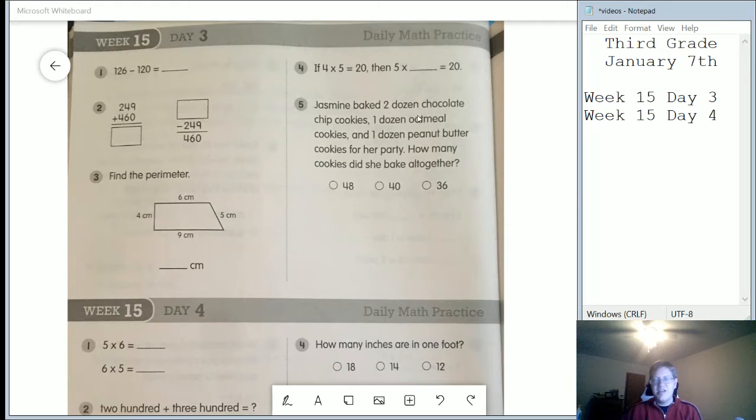For number 5, think about how many items there are in a dozen, and that will help you figure out what number we need to multiply by our number of dozens that we have to get one of these answers.